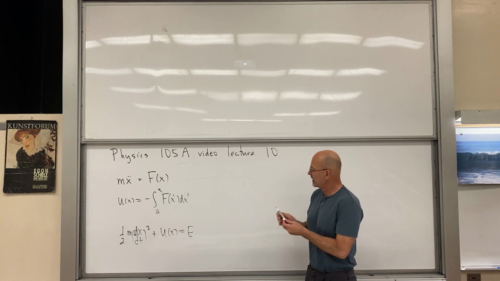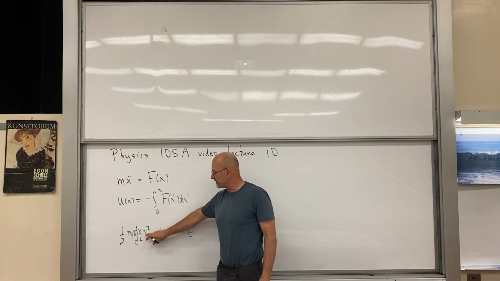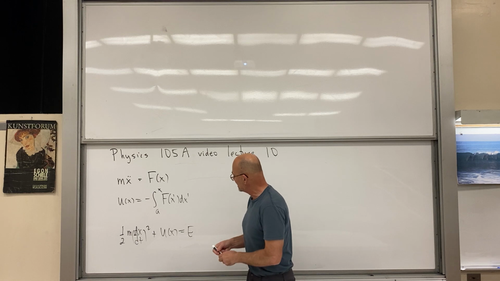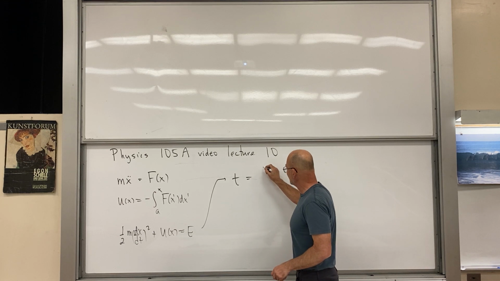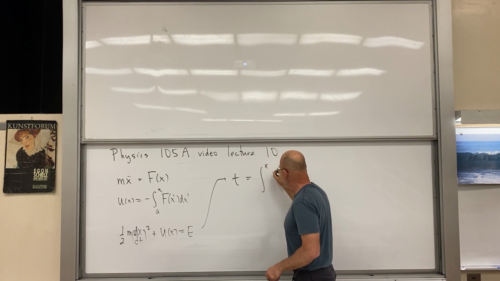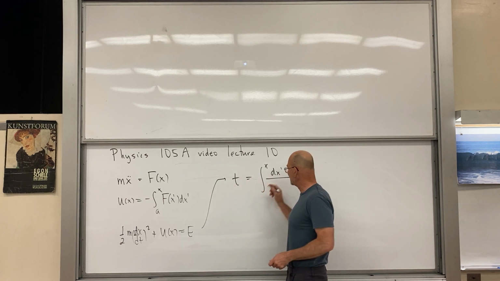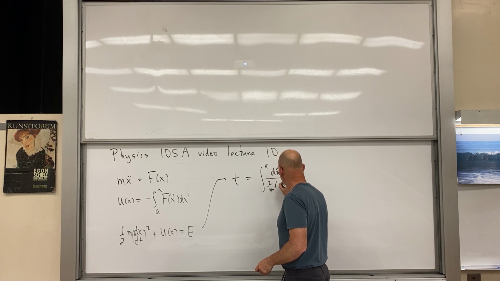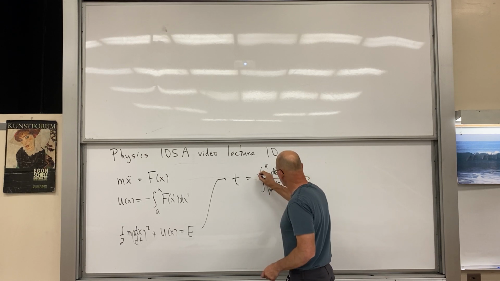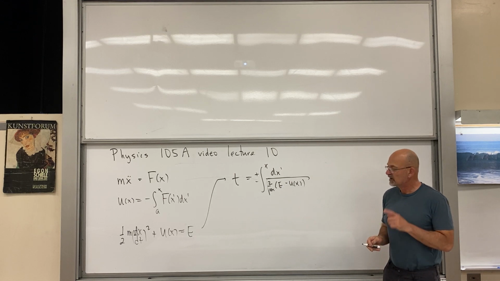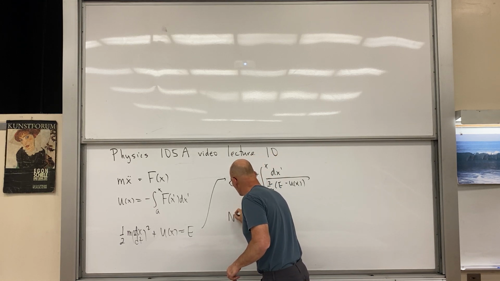So then we do what's called the quadrature. I don't know if I've given that expression yet, but we separate variables and express t as a function of x. That was this expression here. I just separated variables and integrated: dt equals t, and over here I had the square root of 2 over m times E minus U of x, and we have the plus and minus sign here.